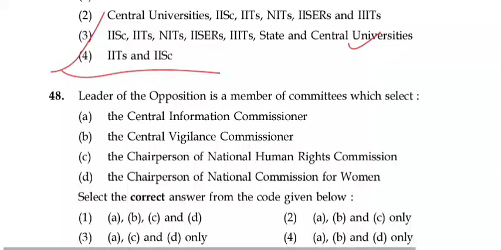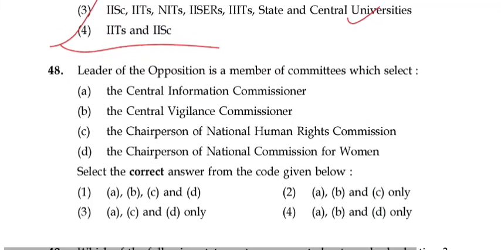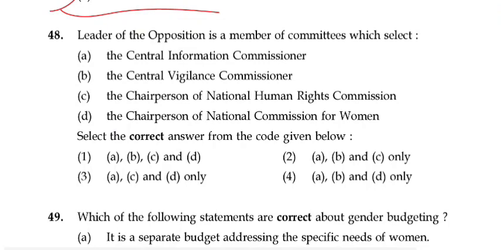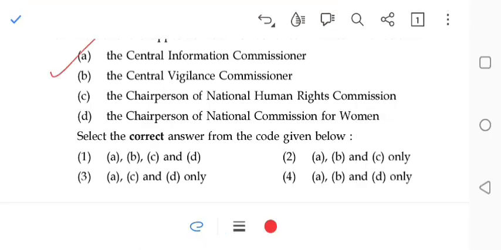48, the leader of the opposition is a member of committees which select the Central Information Commissioner, the Central Vigilance Commissioner, the Chairperson of National Human Rights Commission, the Chairperson of National Commission for Women. ABCD, ABC, ACD, ABD. For 48, it will be number 2, A, B, and C. The Central Information Commissioner, the Central Vigilance Commissioner, the Chairperson of National Human Rights Commission.